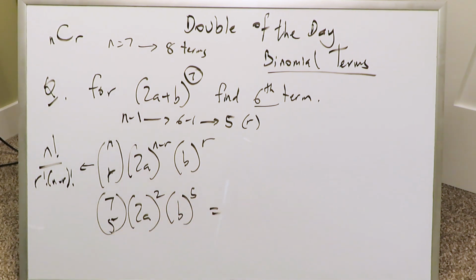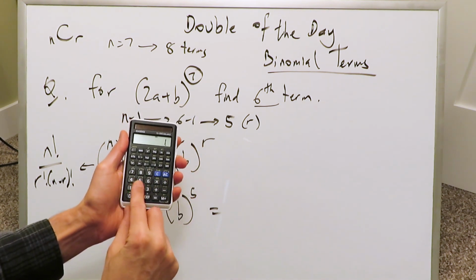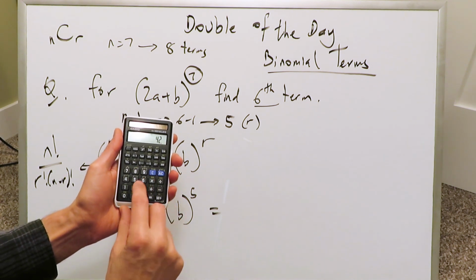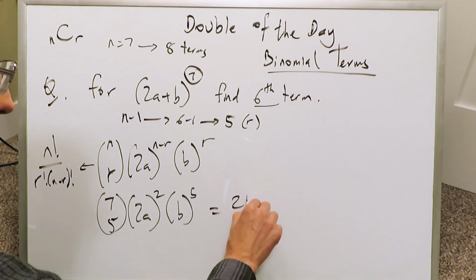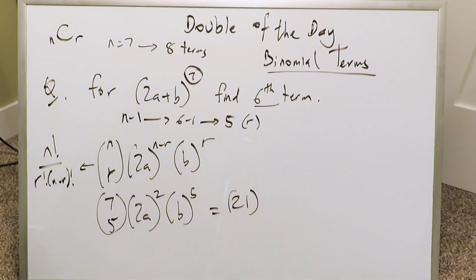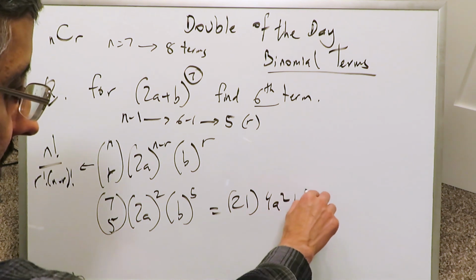You have to expand this out in terms of computing it. 7 factorial is 5040, divided by 5 factorial, which is 120, divided by 2, because it's all of this. You'll have 21 over here. You can always compute this again on your calculator. Then you have 2 squared, which is 4a squared, and then b to the 5.